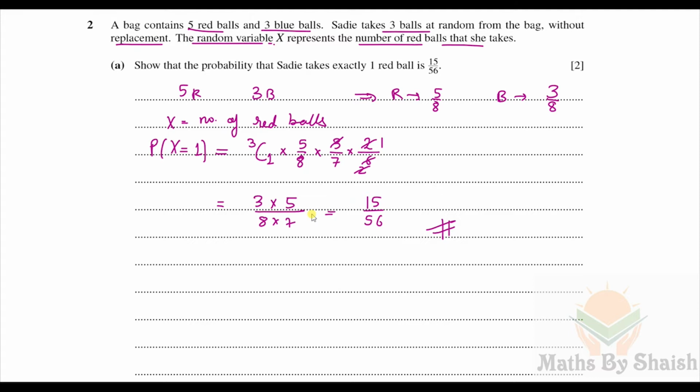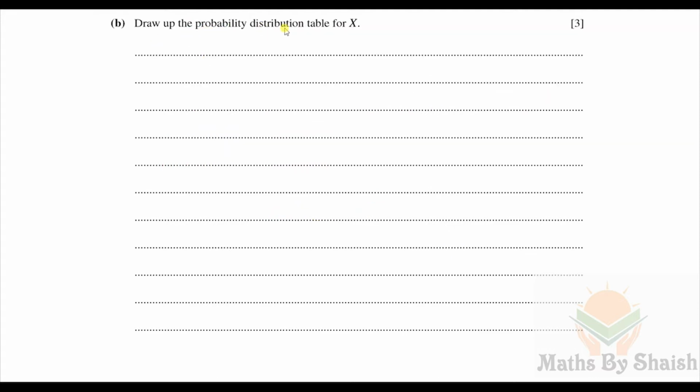Here is the B part. Draw up the probability distribution table for X. We know that X is the number of red balls in a selection of 3 balls, so it can take values 0, 1, 2, and at most 3 red balls. 0 red balls means all of them were blue, and 1 red ball we have already done: 1 red and 2 blue. Of course there are different selections, different combinations like BRB and BBR and all. For that we have chosen 3C1.